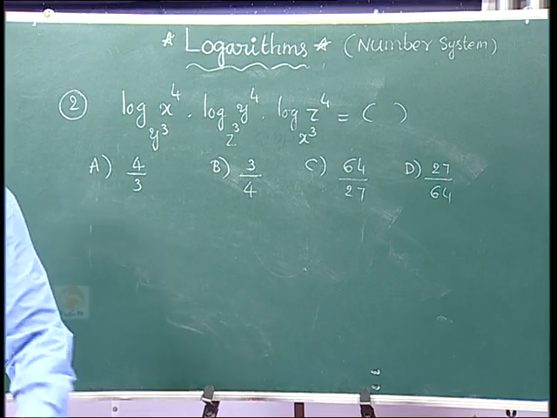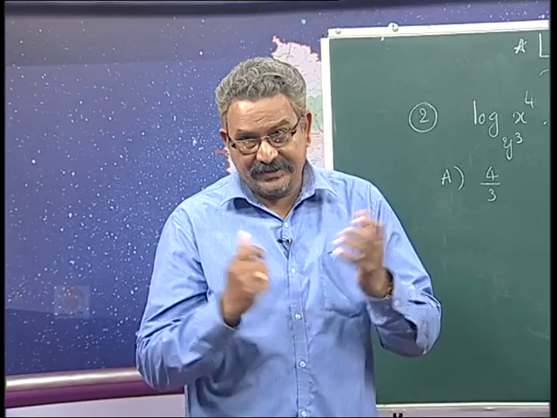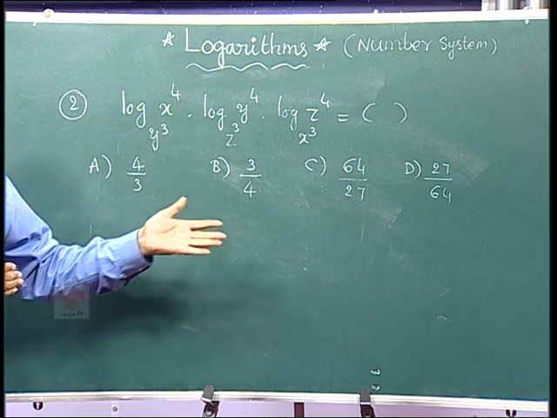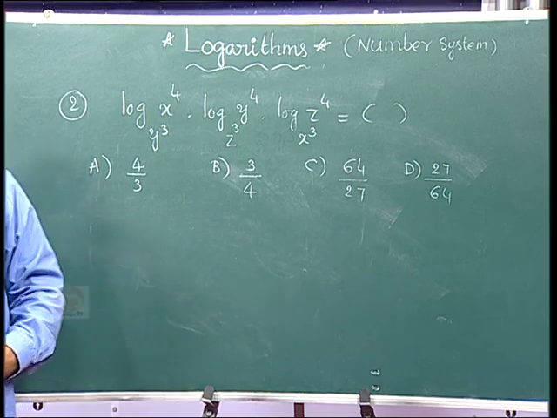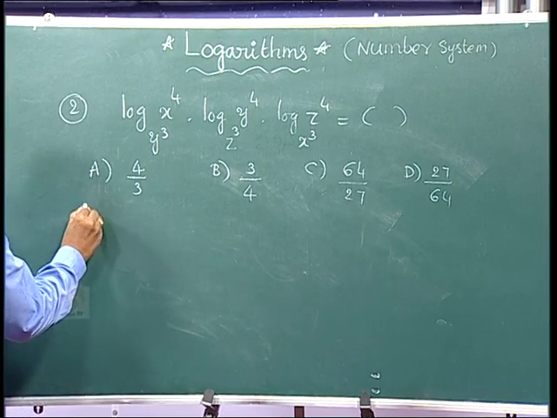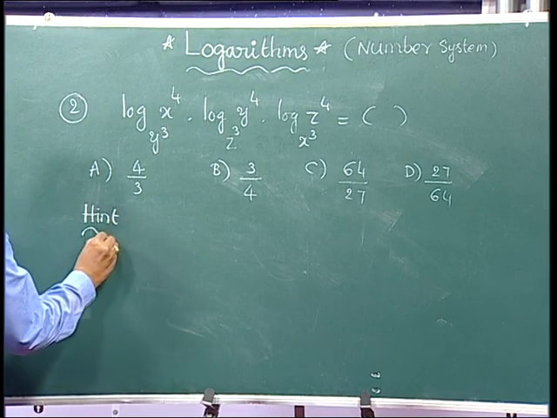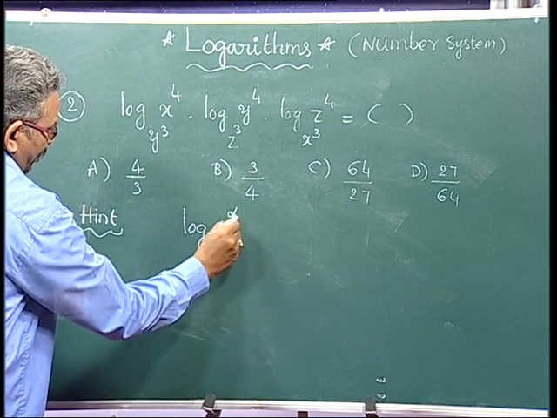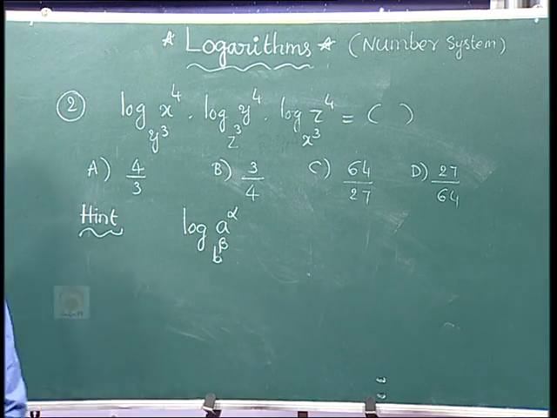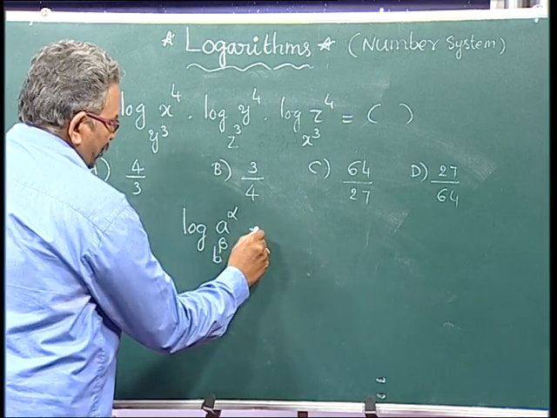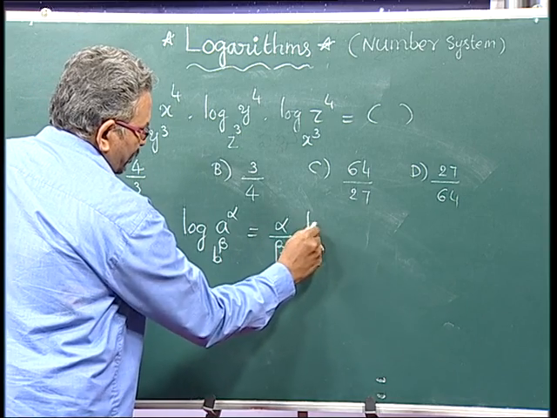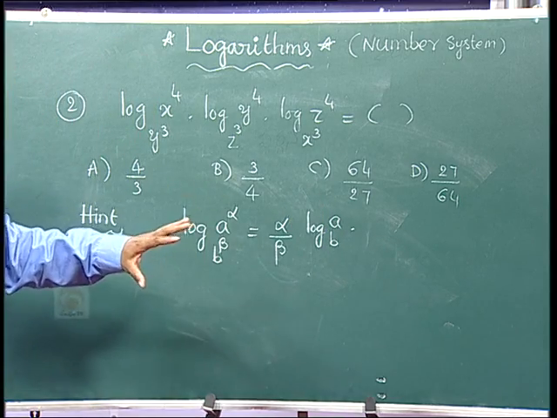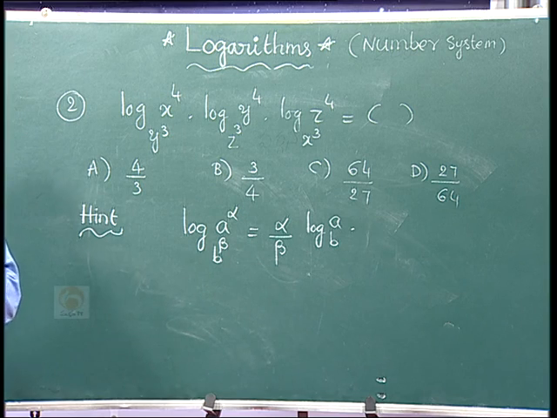The problem appears to be typical, but it is very easy. Just if you go through one of the formulae which we have studied earlier. So, what is the formula here? Here see, you remember this formula: log a to the power of alpha to the base b to the power of beta equals alpha by beta log a to the base b. Just if you apply this formula, this problem can be cracked in a very easy manner.